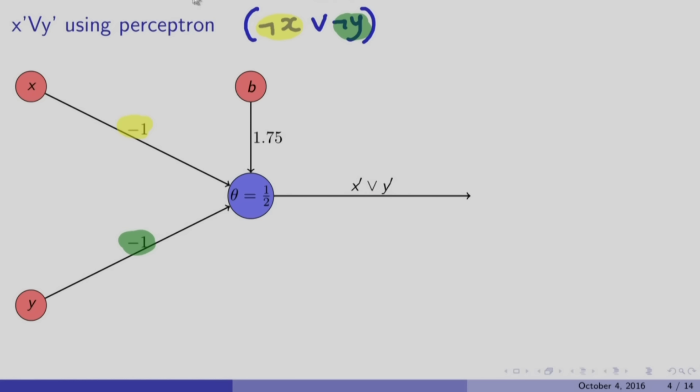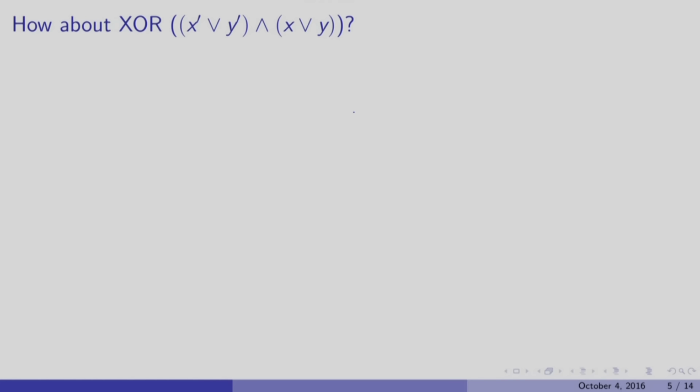Now what do you expect this to give you? Well, this should be off only if both x and y are 1, and that is indeed the case. If both are 1, you get minus 2 plus 1.75, which is certainly less than half. For all of the other cases the value is going to be 1. How about not x or not y and x or y?